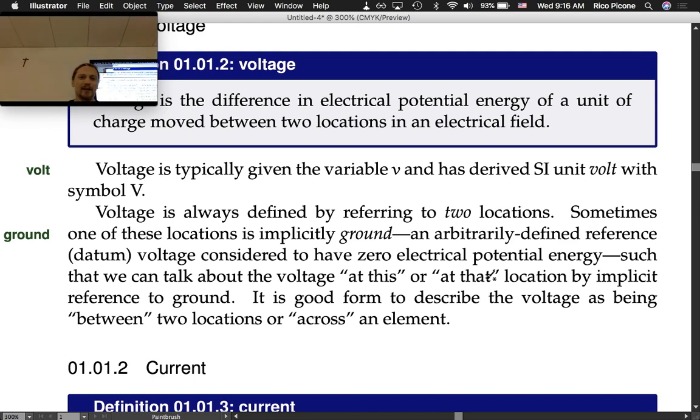Okay, so sometimes we define one of these locations to be ground, such that we can talk about the voltage at this or at that location by implicit reference to ground. It's good form to describe the voltage as being between two locations or across an element. Okay, that's a little bit more descriptive. Otherwise, you're requiring the reader or the person listening to you to know what you're talking about in terms of the ground. Know what your reference is.